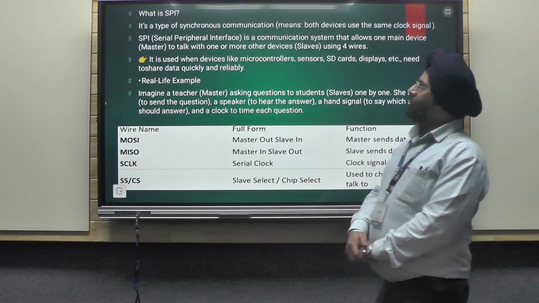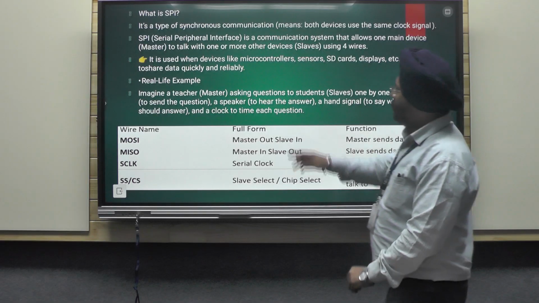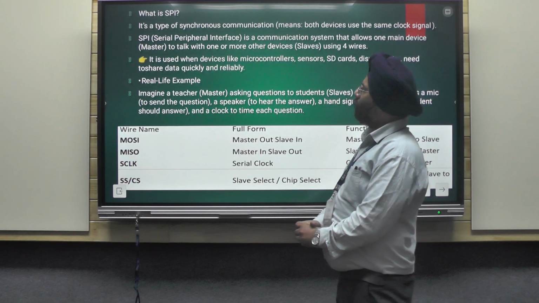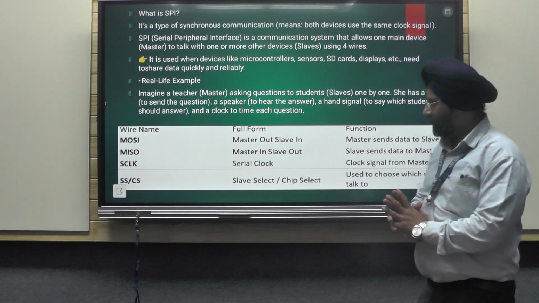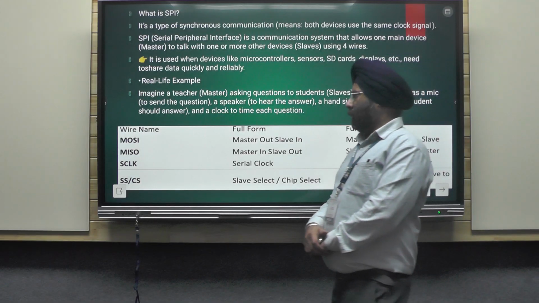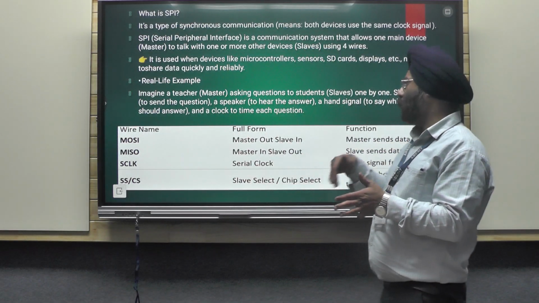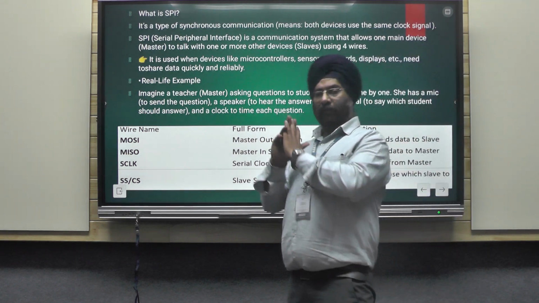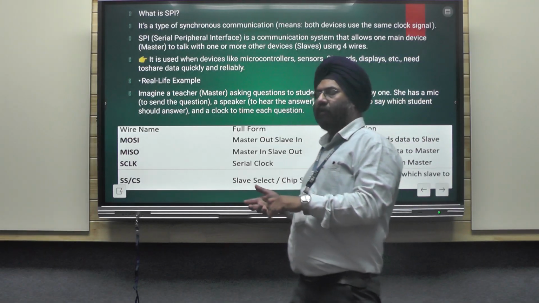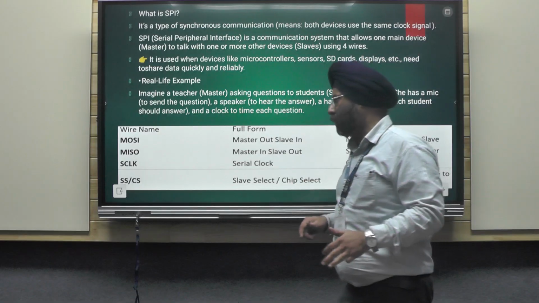What is SPI? It is a synchronous communication interface. It is a communication system that allows one main device, the master, to talk with one or more other devices. It means four lines are there for how one transmitter connects with the slave. The master is the transmitter, and the slave on the other side is the device it connects to.